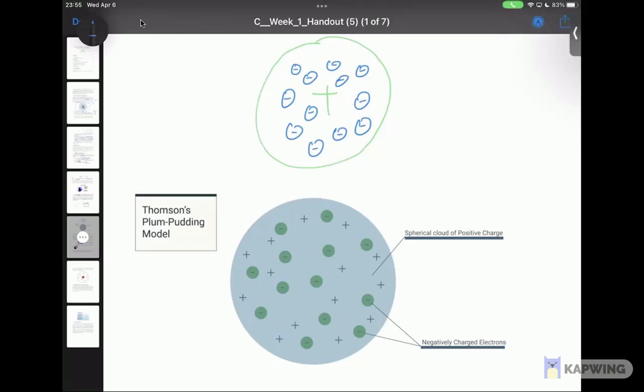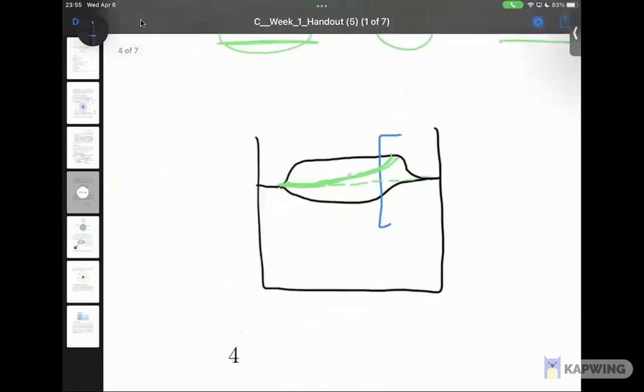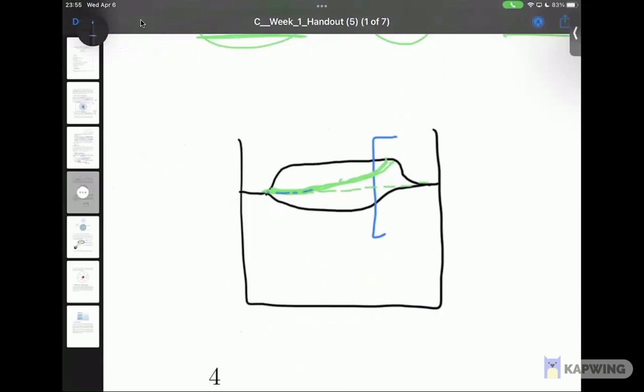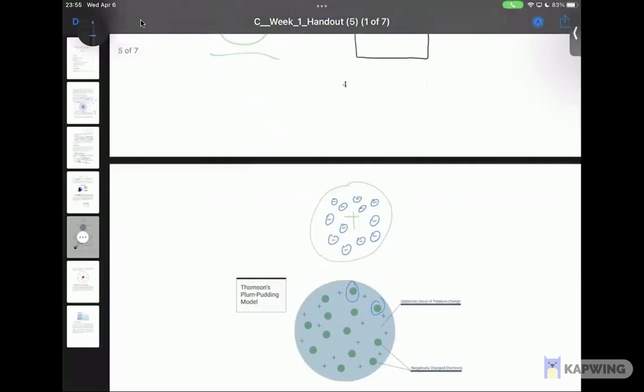And this model supported his experiment, because then he knew that this beam was getting deflected due to these negatively charged particles. So this was the model that J.J.